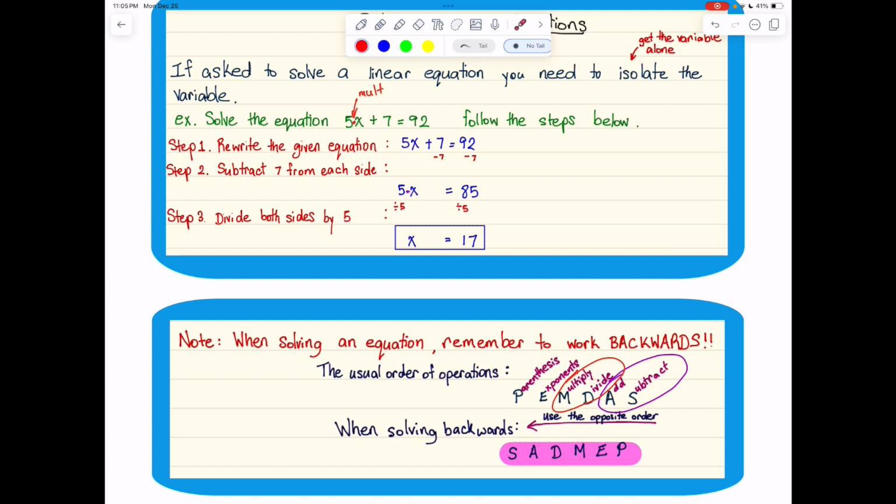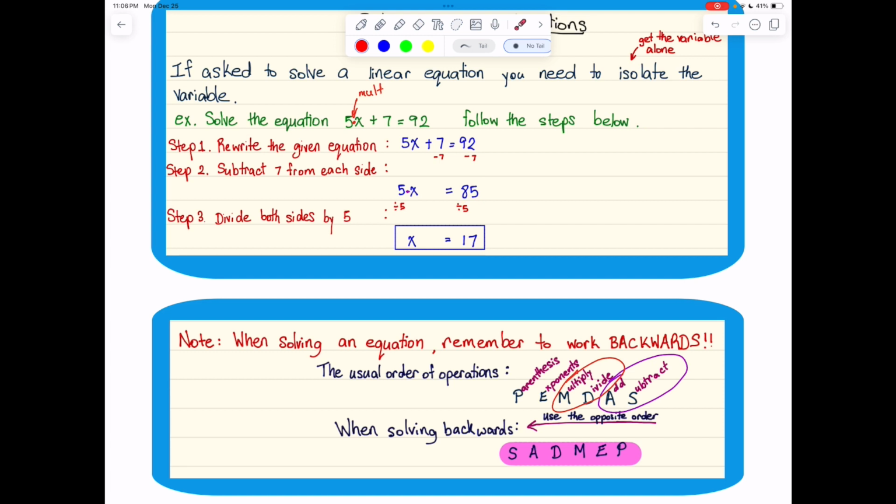The result of that is 5x equals 85. Now, a reminder that 5x is really 5 times x. In order to get the x alone, you have to do the opposite of multiplying by 5. So we divide by 5. And again, whatever you do to one side, you have to do to the other side. So we get x is equal to 17.